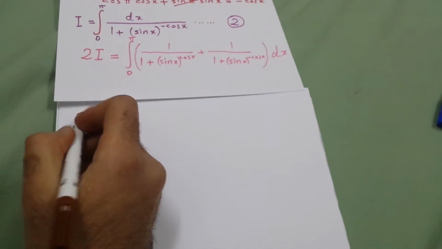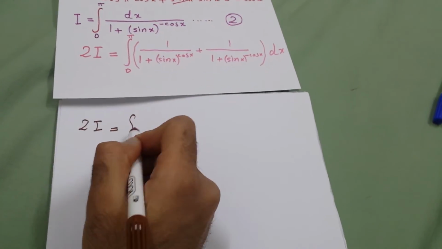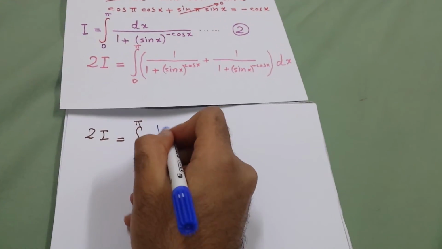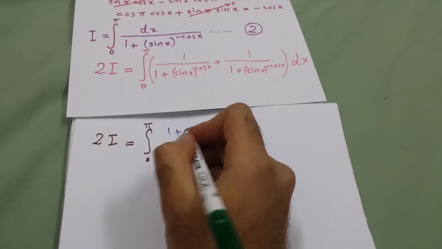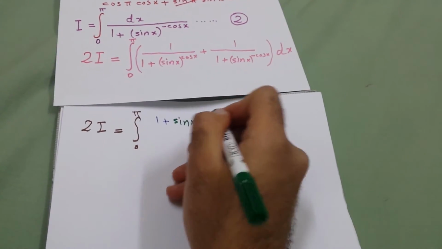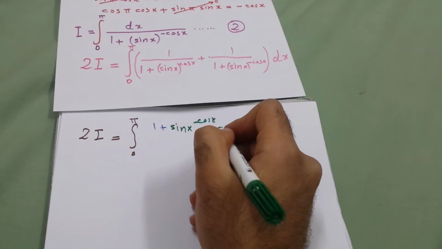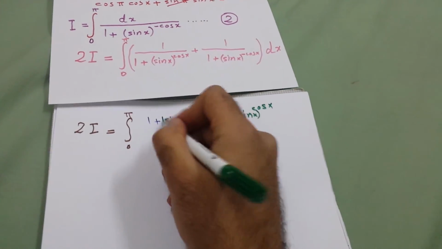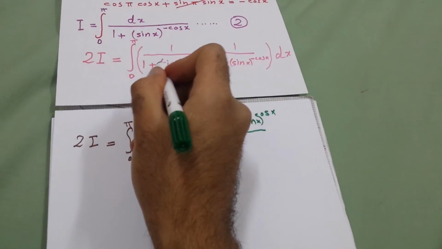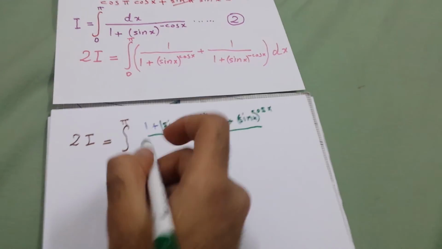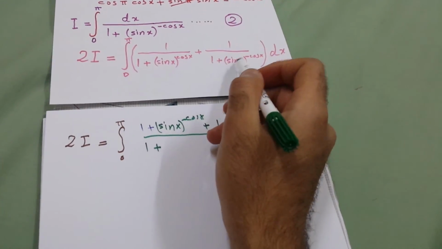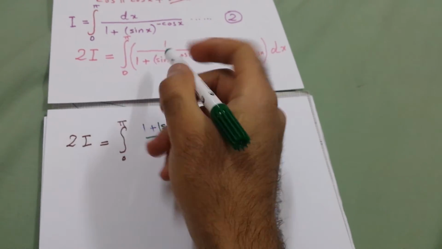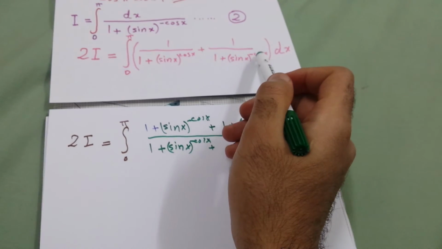So 2I will be integral from 0 to pi. For this times 1, it will be 1 plus sine x to the power minus cosine x, and this times 1 plus sine to the power cosine, and in the denominator we will multiply this by this. 1 times 1 will be 1, plus 1 times sine to the power minus cosine, it will be sine to the power minus cosine, plus sine to the power cosine times sine to the power minus cosine.